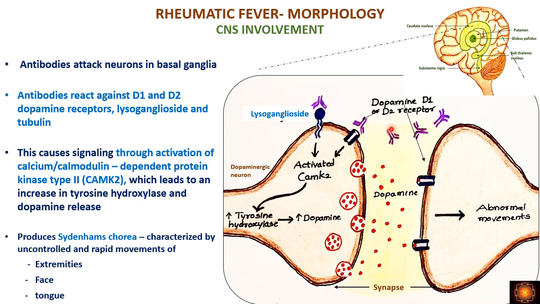So when antibodies attack these lysogangliosides and D1 and D2 receptors, this causes activation of calcium calmodulin dependent protein kinase type 2. So when there is activated CaM kinase 2, then we have an increase in the tyrosine hydroxylase. Now this increase in the tyrosine hydroxylase causes an increase in the dopamine release. So when lots of dopamine is released, it stimulates the nerves and causes abnormal movements. So this produces the Sydenham's chorea. This is characterized by uncontrolled and rapid movements of extremities, face and the tongue. So this is the main cause for the Sydenham's chorea in rheumatic fever.